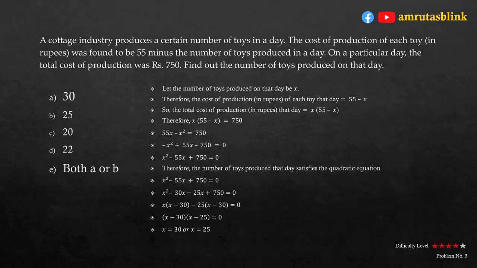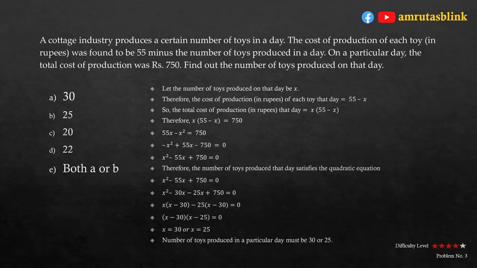So either x minus 30 is equal to 0, in that case x is equal to 30, or x minus 25 is equal to 0. In that case, x will be equal to 25. So, if on a particular day, let's say if 30 toys are produced, then cost of production of each toy will be 55 minus 30, that is 25. At the same time, if 25 toys are produced, then cost of production will be 30, that is 55 minus 25. So, in both the cases, the given equation of total cost to be equal to 750 remains valid, and hence there are two possible answer options, that is 30 and 25.